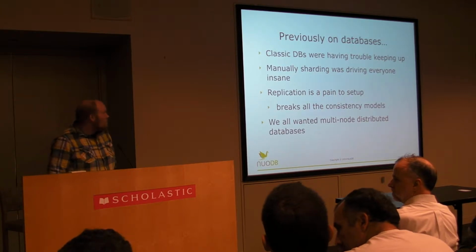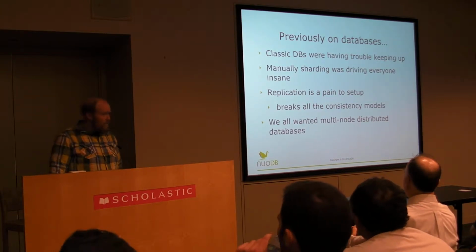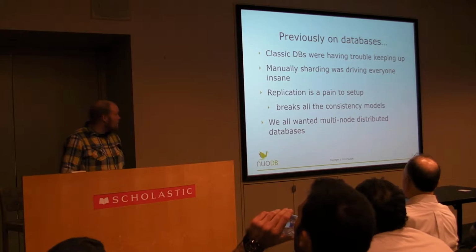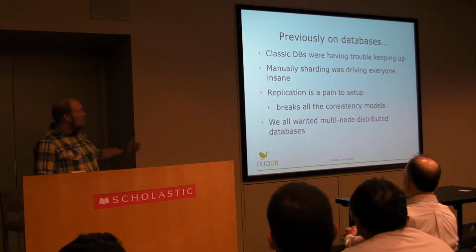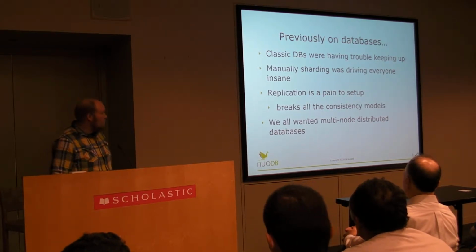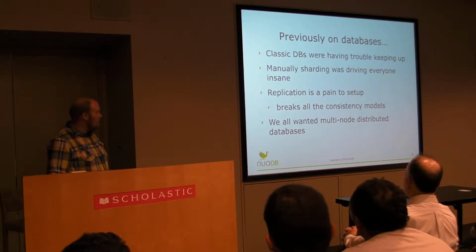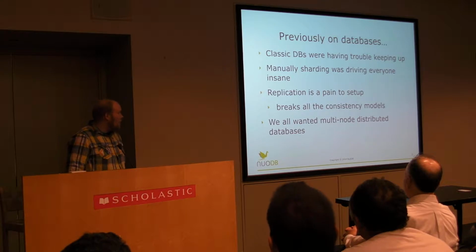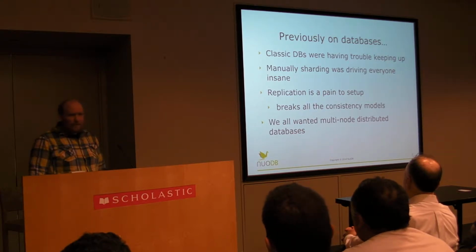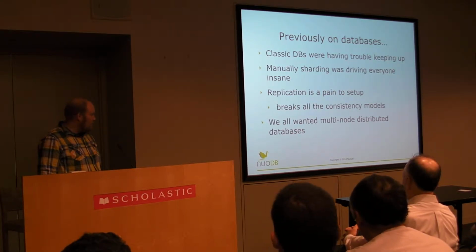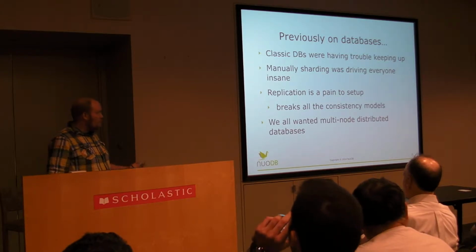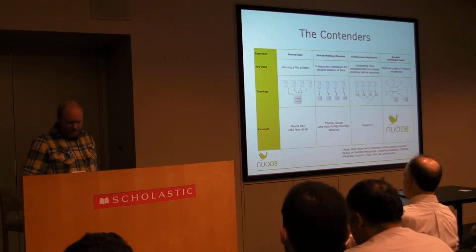So this is the obligatory slide where I recap everything everyone knows. So previously on databases, the reason why we're all distributed is because classic single node databases were having trouble keeping up. You could only scale up so much. Manually sharding was driving everyone insane. I know it was making my life miserable. Replication is a pain to set up, so multi-database solutions are equally painful. And so everyone wanted some sort of multi-node distributed database.